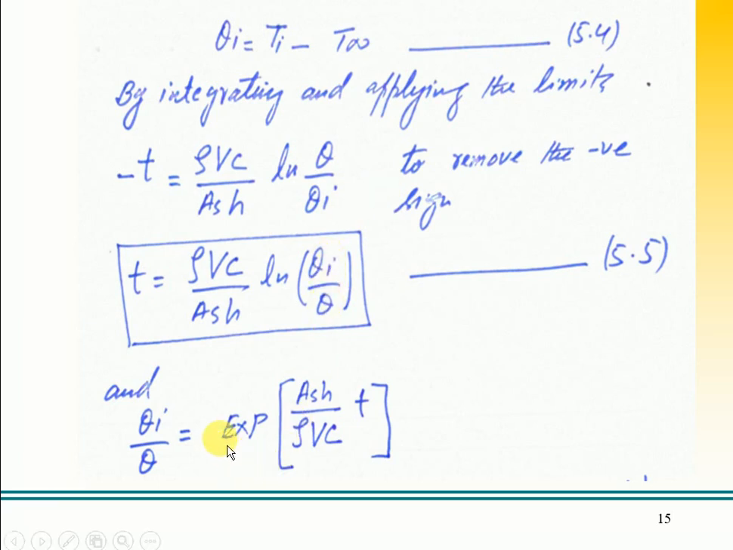And if I need to find θi by θ, meaning the temperature difference relation, it is of course the exponent of hAs t over ρVc, where As is the surface area, h is the convective heat transfer coefficient, ρ is the density, V is the volume, c is the specific heat capacity, and t is the time. So as you see, this θi by θ is basically the exponential term. It is exponentially increasing.